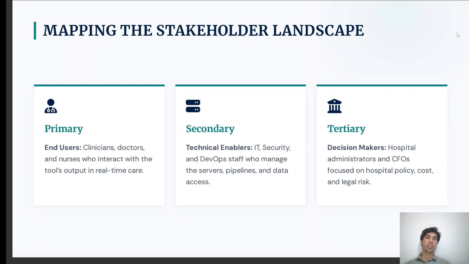And then the tertiary ones are those who are not directly affected by our project, but they are the ones who make decisions. For example, the hospital administrators and the chief financial officers. Their focus is on hospital policy, cost management, and the legal risks of our project and the mitigation of those risks. So these are the different stakeholders, and to look into the requirements, we need to understand what each stakeholder needs.